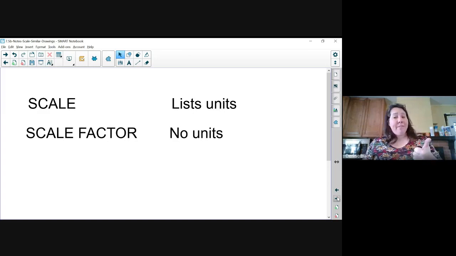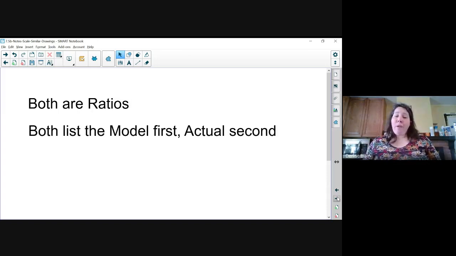The units can be different. Scale factor, there are no units. The units have to be the same. Both of them are ratios. Both list the model number first and the actual number second. Those are important things to remember. When you're dealing with drawings, traditionally the smaller one is first, the bigger one is second.